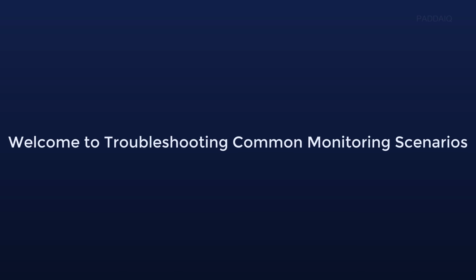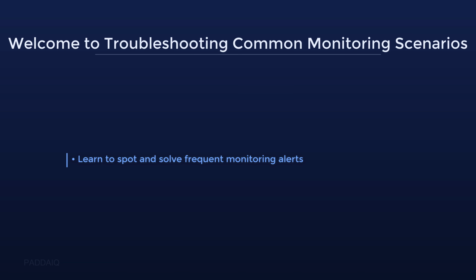Welcome to Troubleshooting Common Monitoring Scenarios. Learn to spot and solve frequent monitoring alerts. This means identifying common warning signs in your SAP BTP applications and knowing the immediate steps to fix them. For instance, if you get a high memory usage alert, you would check for and stop any memory leaks. Mastering this skill keeps your applications running smoothly and prevents major issues.